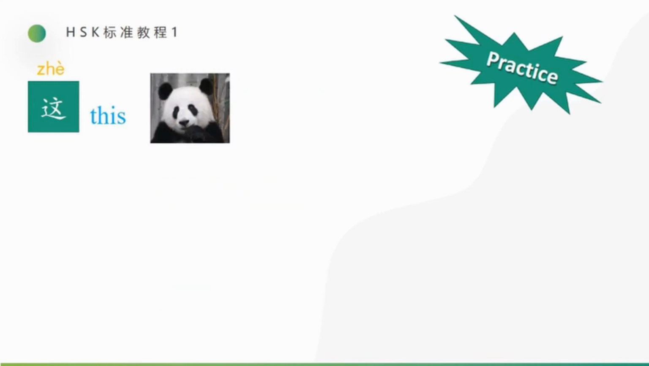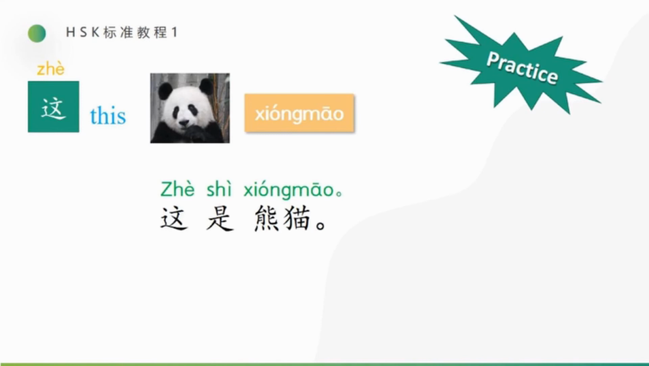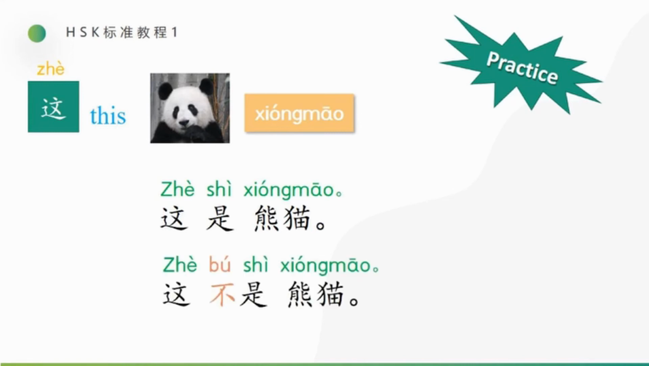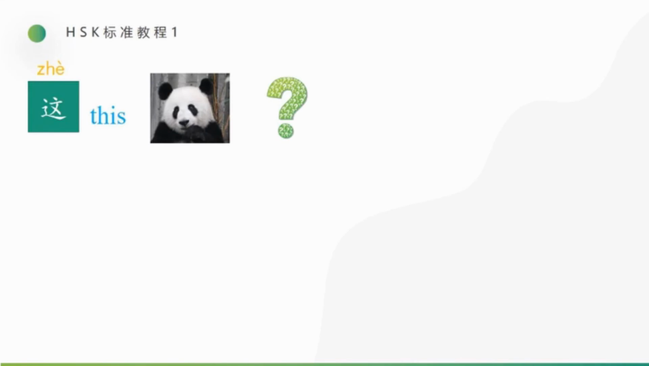This one? What's this? 这是什么? Remember? 熊猫. So let's make a sentence. 这 how to say? Yes, very good. 这是熊猫. Give a negative form. Change it into a negative form. How to say? Very good. 这不是熊猫.